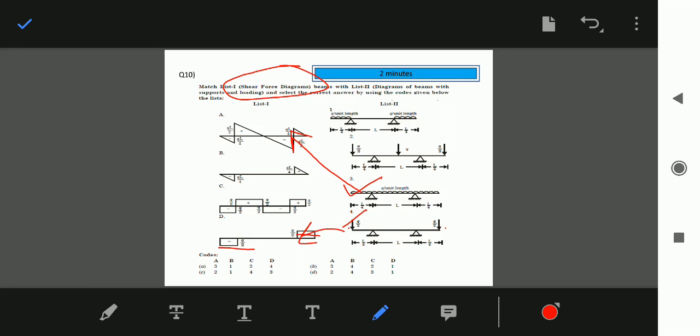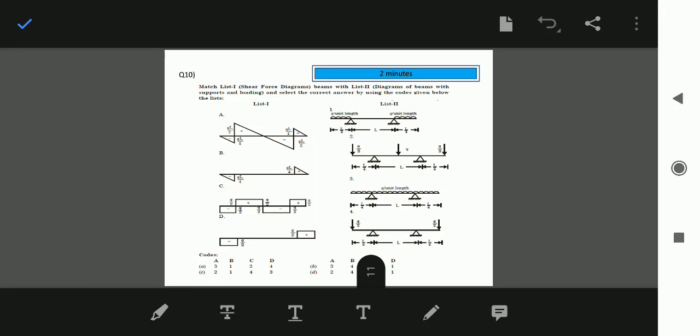A will be matched with 3, D will be matched with 4, C with 2, and 1 will be matched with B. So the correct option will be option A. It's easily solved for shear force. We know that one degree rises as we draw the shear force, then again the bending moment. The bending moment will be one degree more than the shear force, and the shear force will be one degree more than the loading pattern. If the loading pattern is linear, the shear force will be parabolic, and the bending moment will be third order.